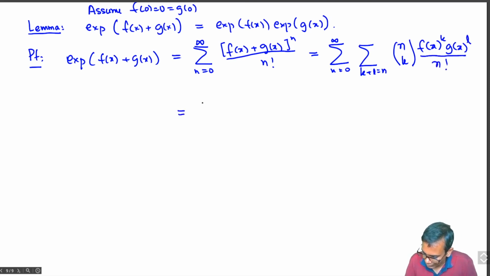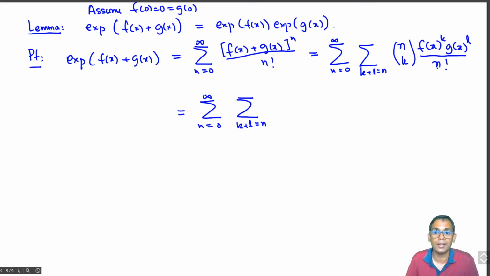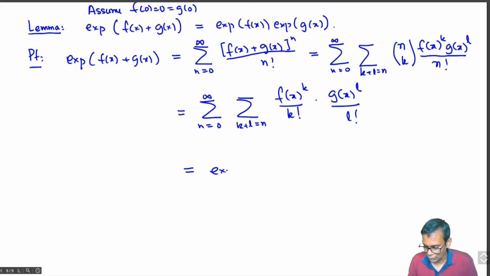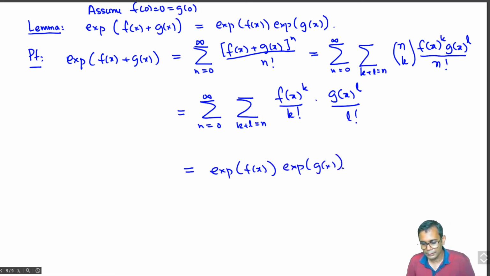But if you work that out, that is the sum over n from 0 to infinity, the sum over k plus l equals n, and this n choose k is n factorial divided by k factorial l factorial. This n factorial will cancel out with this n factorial over here, and what we'll get is f(x) to the power k by k factorial, g(x) to the power l divided by l factorial. But this is nothing but the product of the series exp f(x) and exp g(x). So the exponential has what we call the exponential property.